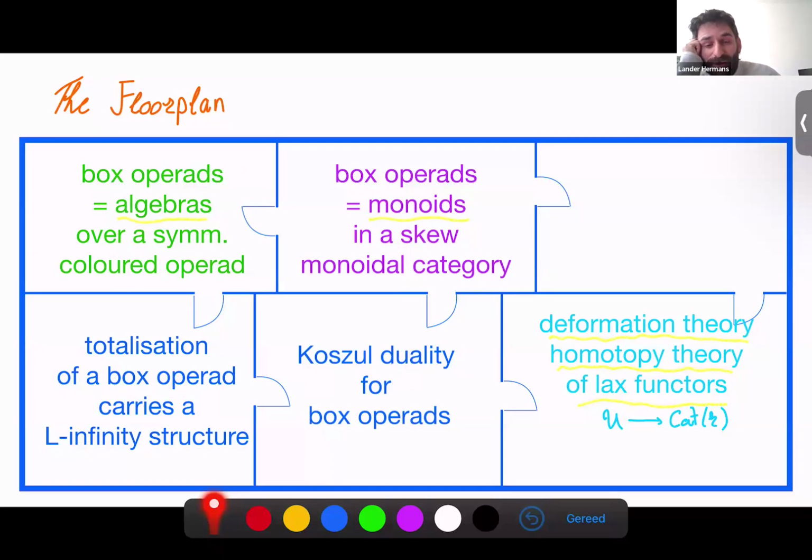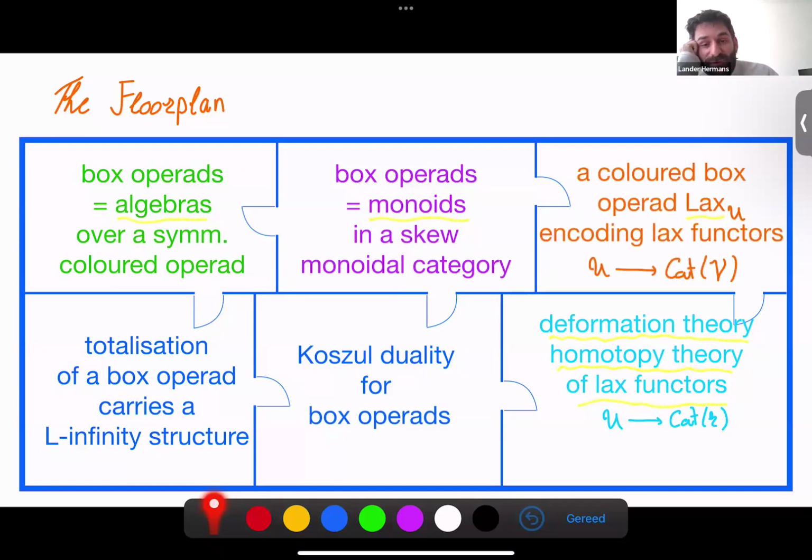And the reason why we do this is because, as a next step, we want to define a colored box operad, Lax, that encodes our functors. And then we apply Koszul duality to it to find a minimal model, which we will call Lax infinity, which is sort of lax functors up to homotopy in a suitable sense, in the DG sense. So that's our approach.